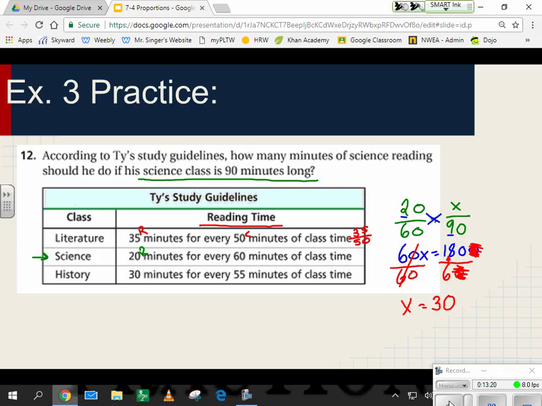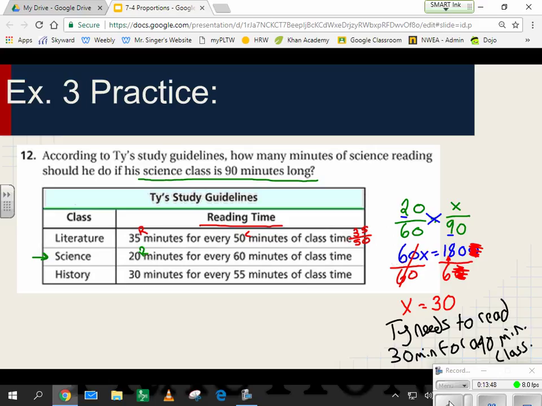Ty needs to read 30 minutes for a 90-minute class. There's our answer. So you're going to be using this data to kind of figure out all these things in word problems. All right. Now, since I did this one, make sure you copy down the work, and then I will move you right into the box of thought.